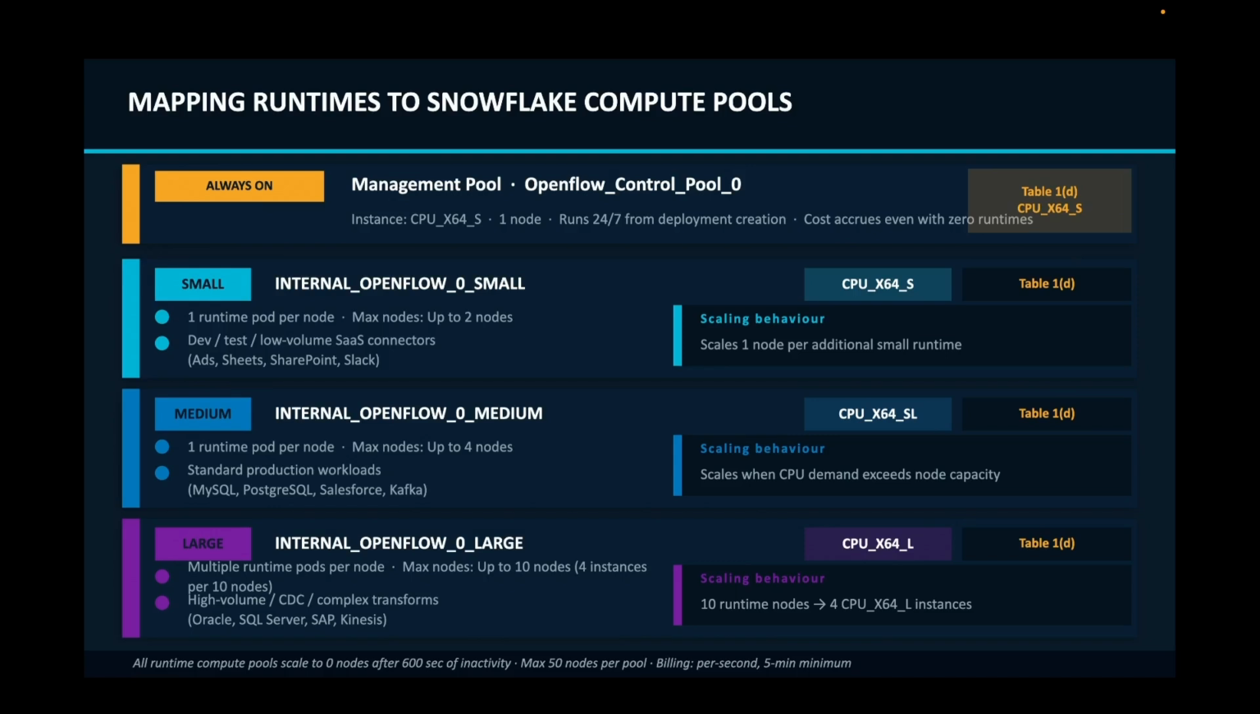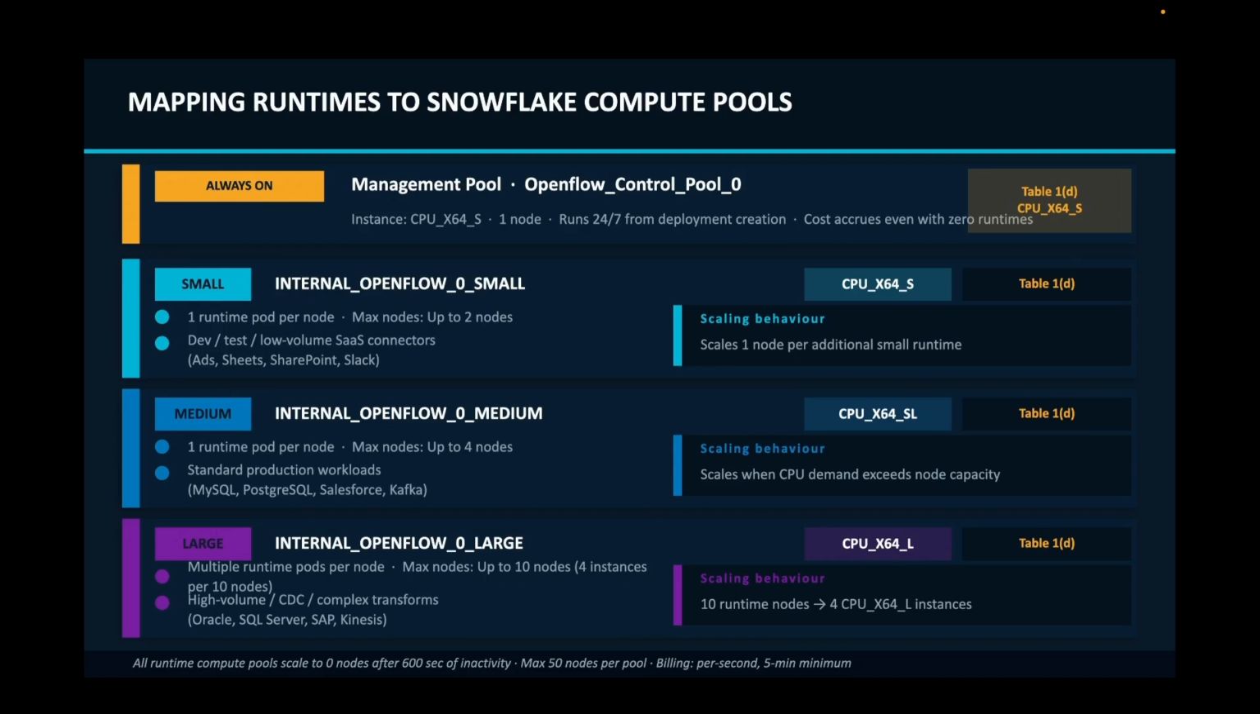In the large runtime, there could be multiple runtime pods per node, and the max nodes it can go up to is 10 nodes, and there are 4 instances per 10 nodes. Typically, we use large runtimes for high volume or complex transformation custom pipelines or some of the CDC sources, typically Oracle, SQL Server, SAP, and Kinesis streaming. And the scaling behavior is 10 runtime nodes, and then it can have 4 CPU x64 L instances.